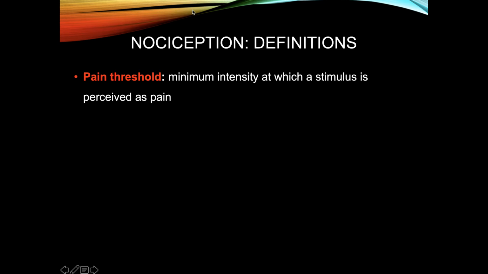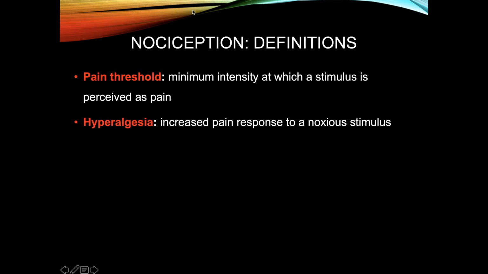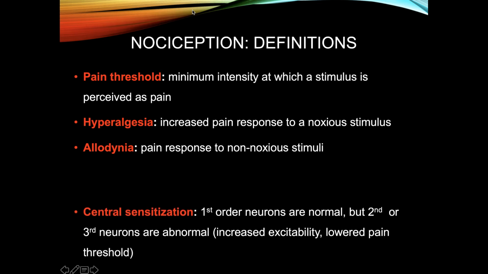Pain threshold is the minimum intensity at which a stimulus is perceived as pain. Hyperalgesia is an increased pain response to a noxious stimulus. Allodynia is a pain response to a non-noxious stimulus. So somebody touches the patient with a soft object and they feel intense pain from that.